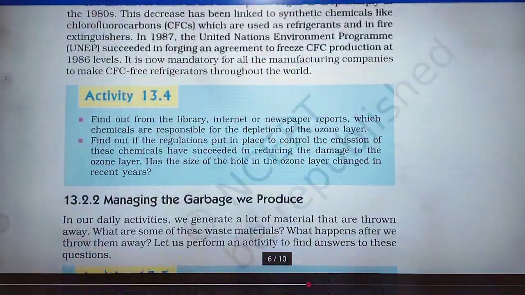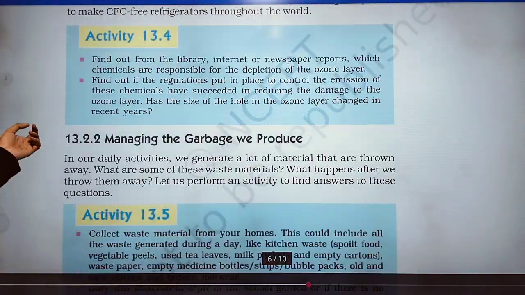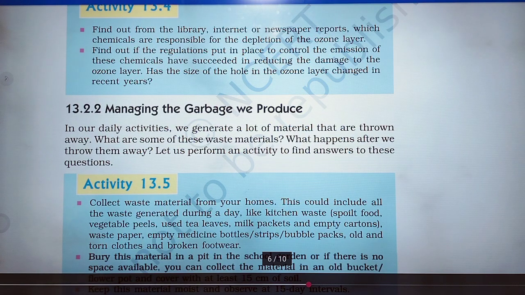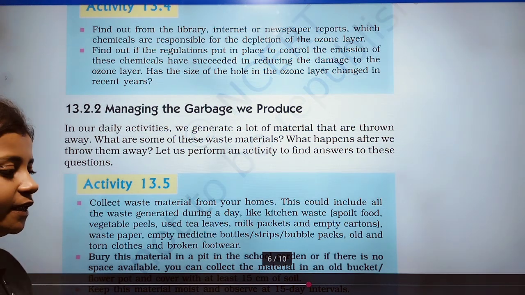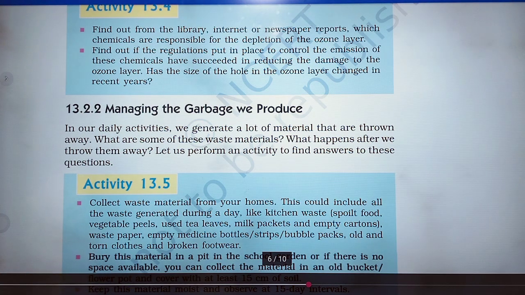The next one is managing the garbage that we produce. Okay, in our daily activities we generate a lot of material that we throw away. So in our daily activity we generate a lot of material, or we can say a lot of waste, and it is thrown away by us.